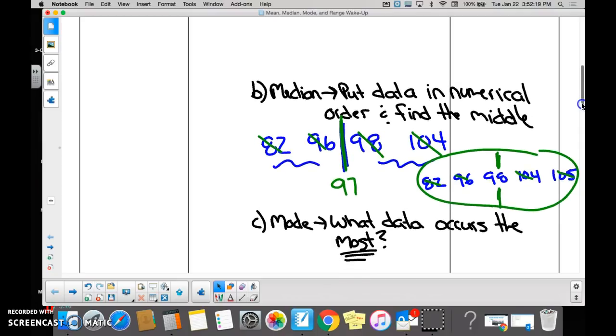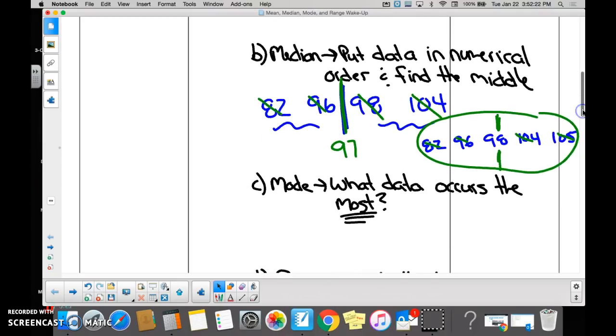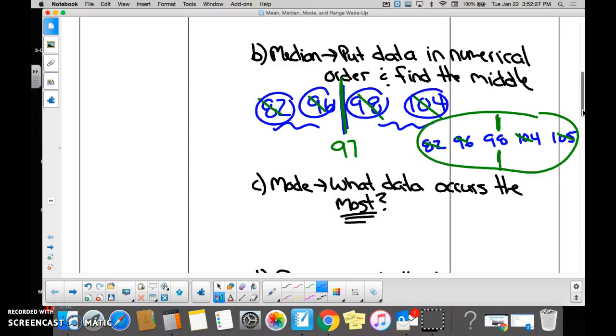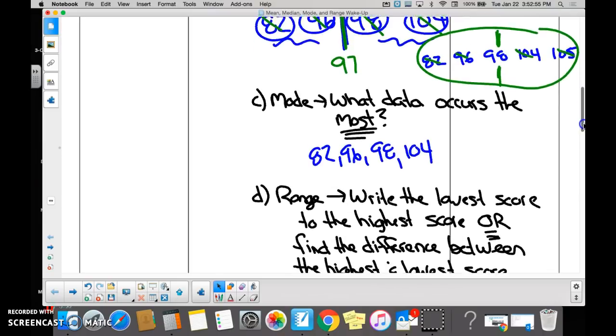Mode is the piece of data that occurs the most often. So in the data above, the 82, the 96, the 98, the 104, all 4 of them are the mode because all 4 of them occur one time, and the piece of data that occurs the most is all 4 of them. They each occur one time. So the mode would actually be listed as 82, 96, 98, and 104. If Mrs. McKeever got a second 104, then the mode would become 104 because 104 occurred the most, which would be 2 times.